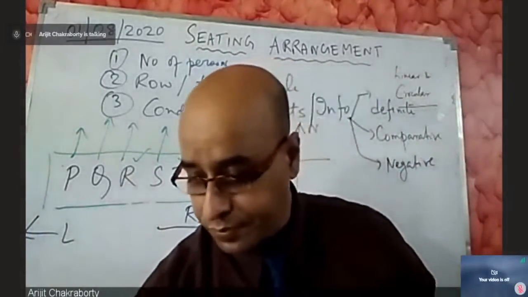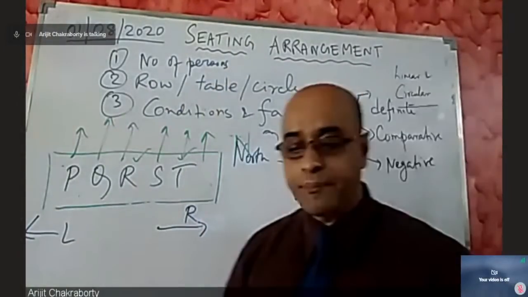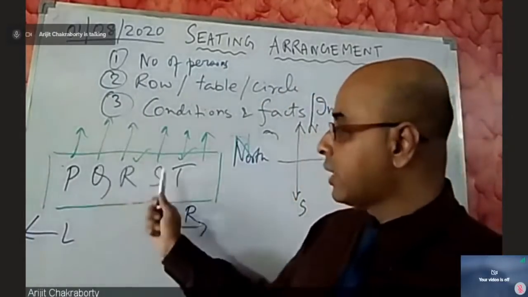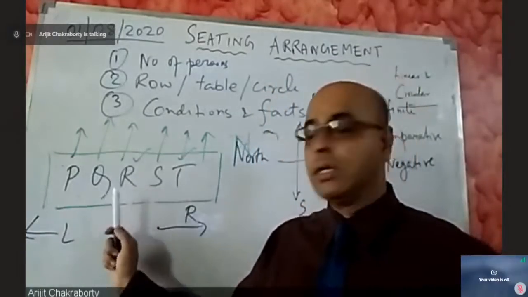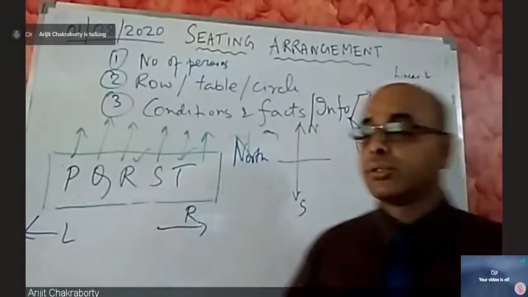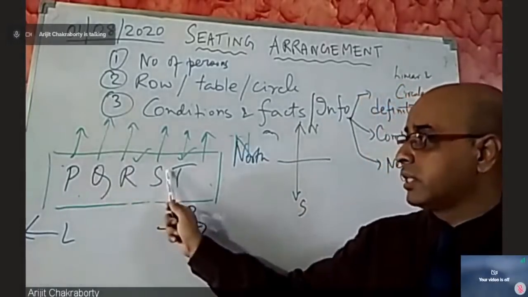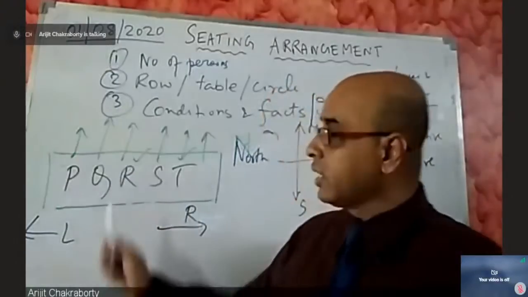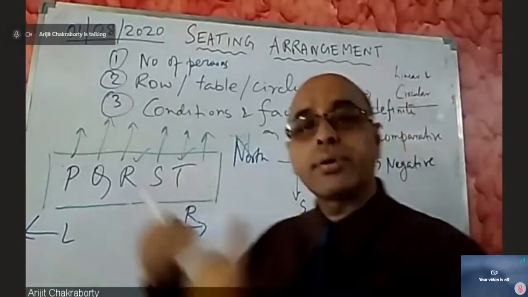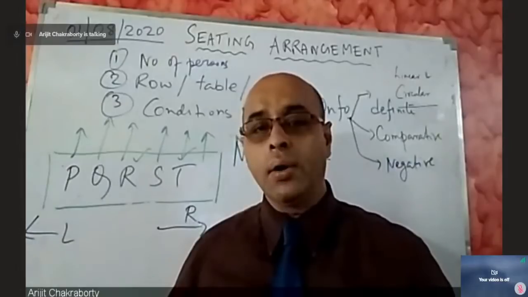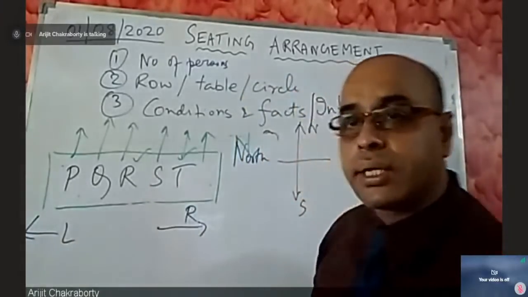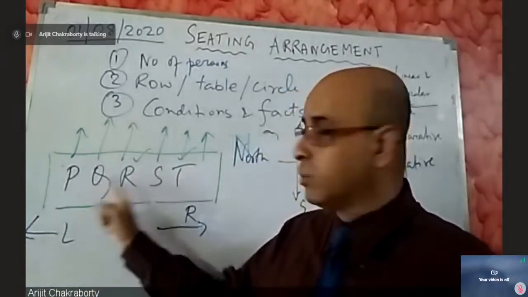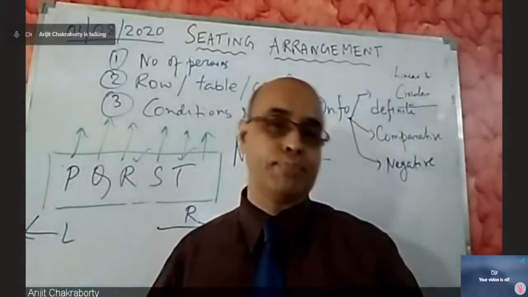Now let's see the conditions. Please note carefully, the first condition can be: QRST are seated to the right side of P, but only Q is to the immediate right. Immediate right means the person sitting just next to me on the right hand side. In this case, Q is seated to the immediate right of P. But apart from Q, R, S, T are also to the right of P.